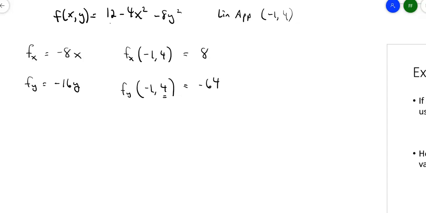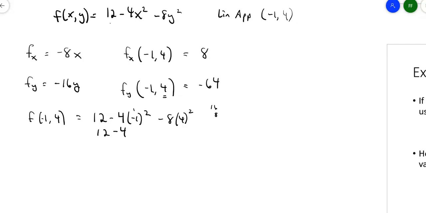The other thing that I need is f of (a, b). So f of (-1, 4) means take that and put it back into the original function. So I get 12 minus 4 times negative 1 squared minus 8 times 4 squared. Remember, negative 1 squared is 1, so that's negative 4 times 1. And then 4 squared is 16. If I do 16 times 8, I get 128, so minus 128. 12 minus 4 is 8. 8 minus 128 is negative 120. So that's my f of (a, b).